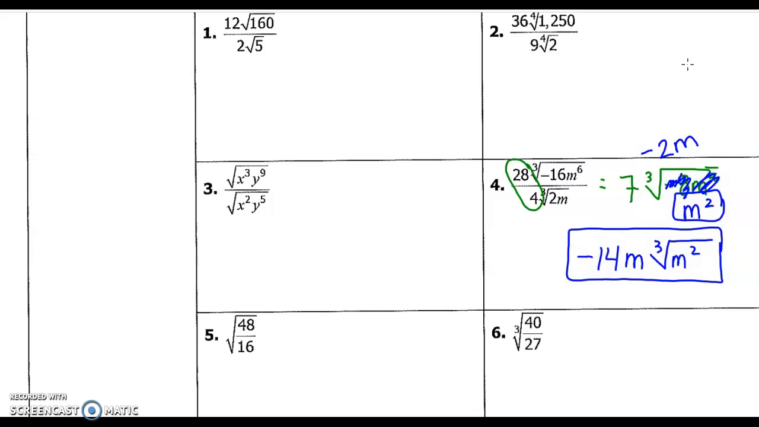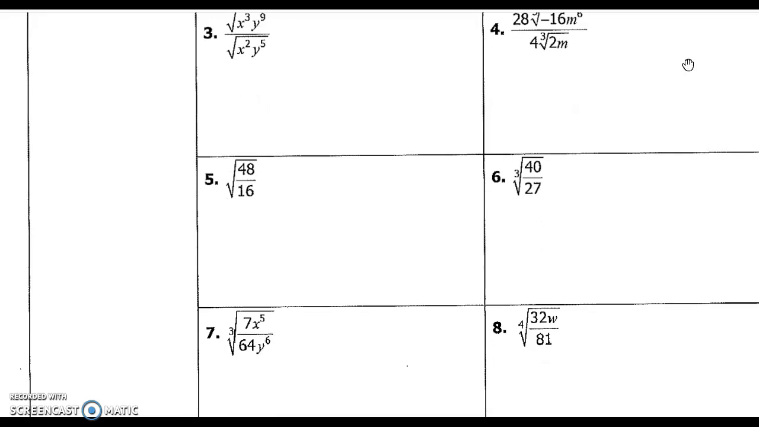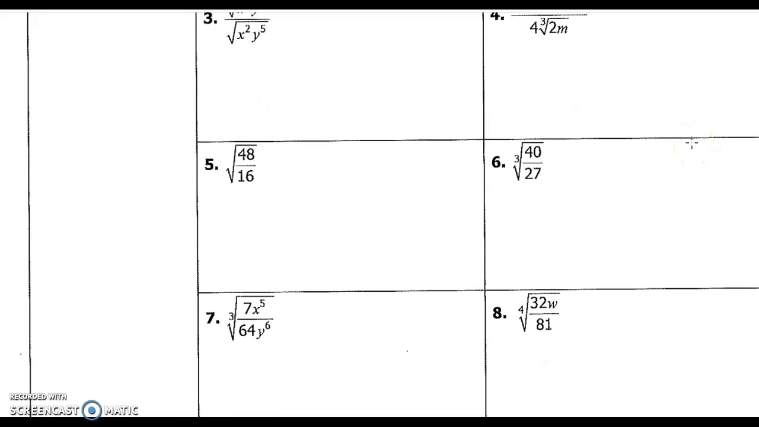All right, so on number 6, a little bit different. We have the cube root of 40 over 27. There's nothing I can do to simplify 40 over 27. So what I could do is break it apart into 2 separate cube roots, right? So that's like the cube root of 40 over the cube root of 27. And then I could work with those individually.